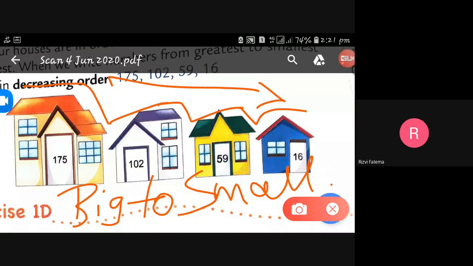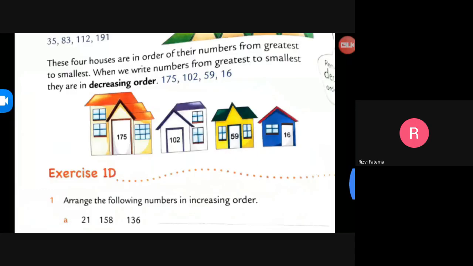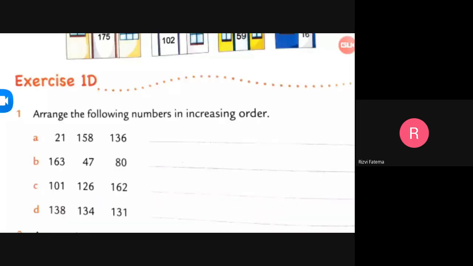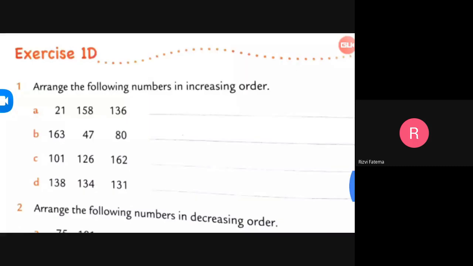Okay, see this. This is what I sent you yesterday for the homework. See this. First one is increasing.